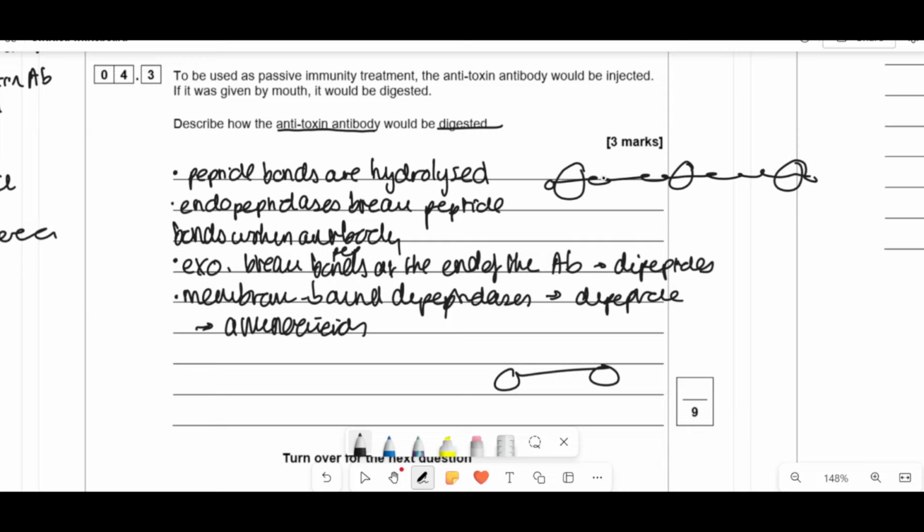So to summarize, you have a huge protein. What happens is you have endopeptidases and exopeptidases hydrolyzing peptide bonds within the molecule and at the ends. And then you're left with a dipeptide. This dipeptide is then broken down by membrane-bound dipeptidases. These are enzymes that are stuck to the membrane of the ileum cells, and then it's broken down into amino acids. You have to say all of that. This should be free marks. If you didn't get all marks on this, you've got to get that bread. You've got to lock in.